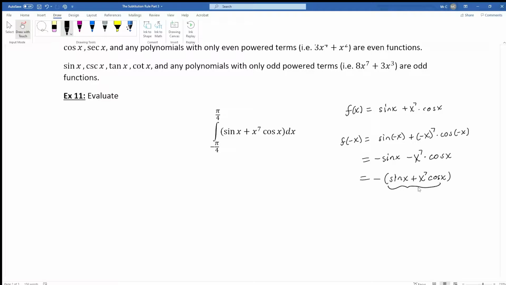But this is my original function. So this is all just negative f of x. So f of negative x equals negative f of x. That means this is an odd function. And since we've shown it's an odd function that's integrated from negative a to a, it's just 0. That's all we have to do.